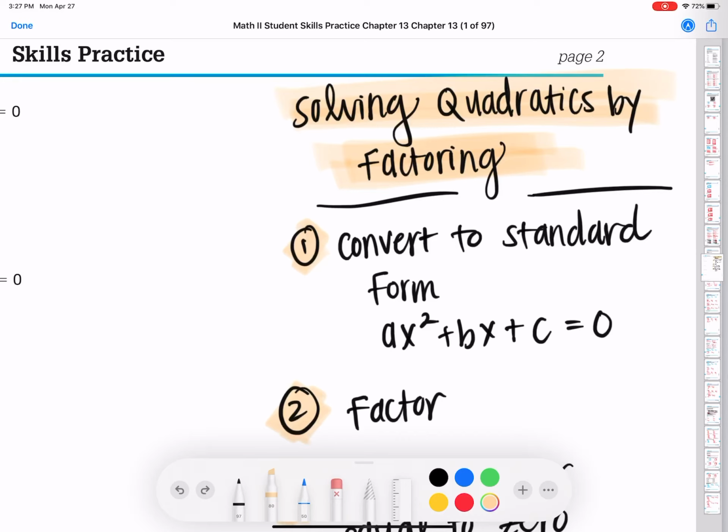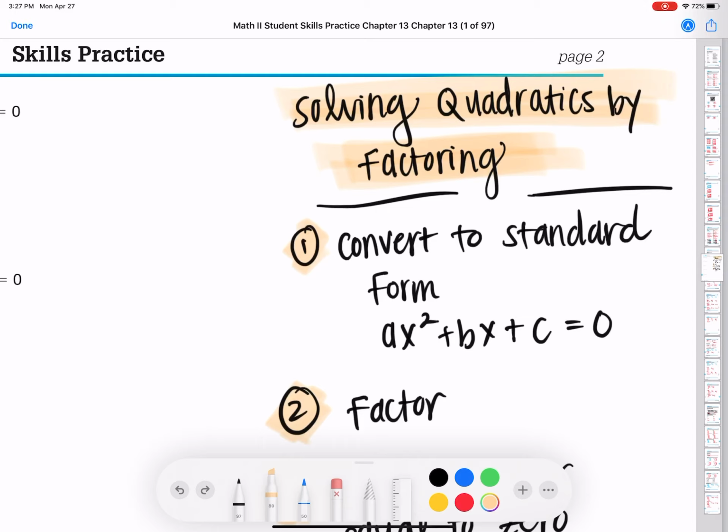Hey guys, so today's lesson is on solving quadratics by factoring. We've been practicing factoring for the last week and a half or so. So now we're actually solving using factoring. There's about 4 steps you need to follow, and I'll walk you through them before we get started.